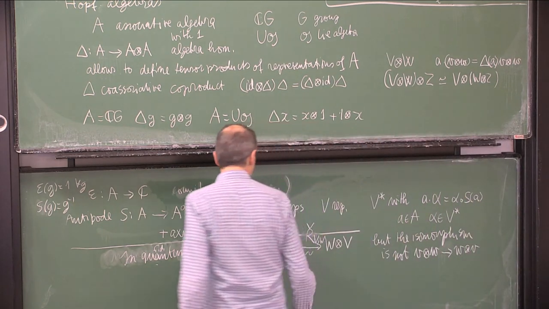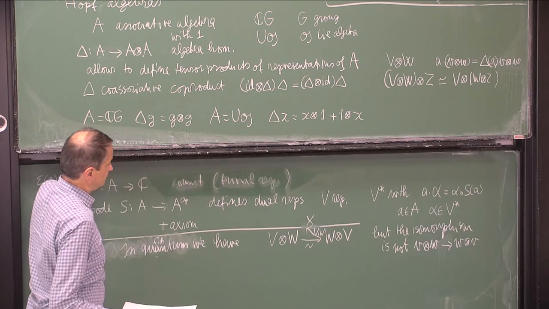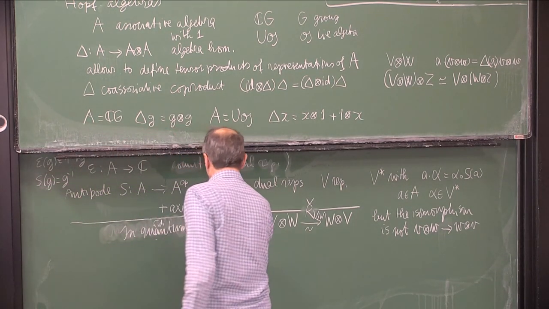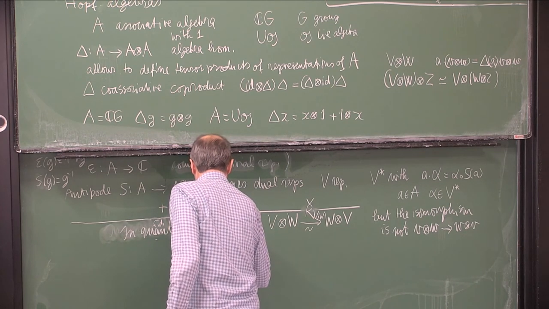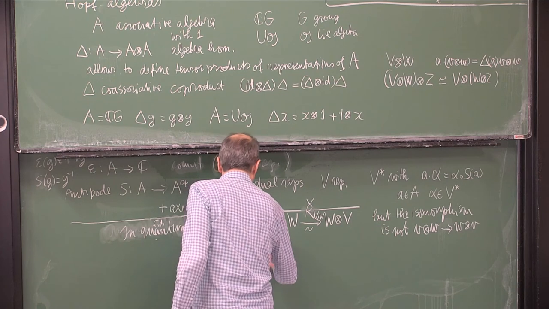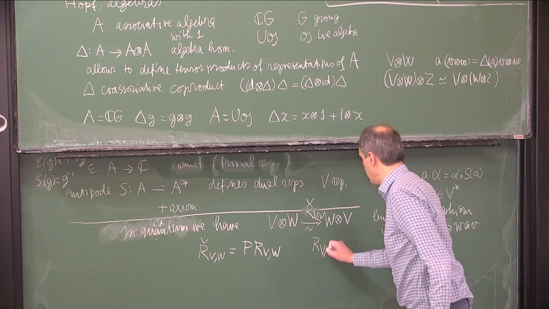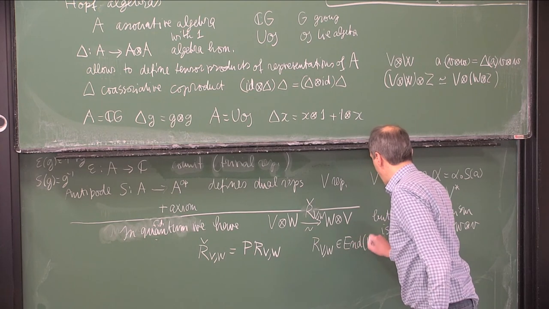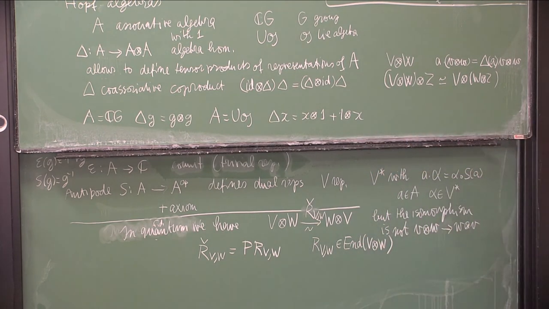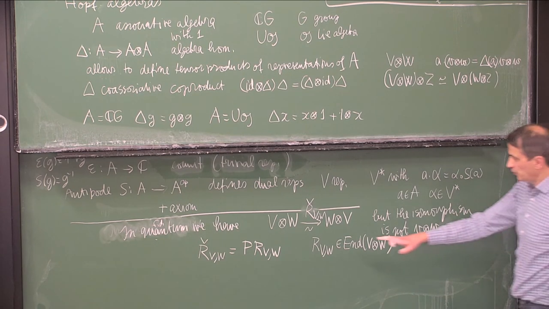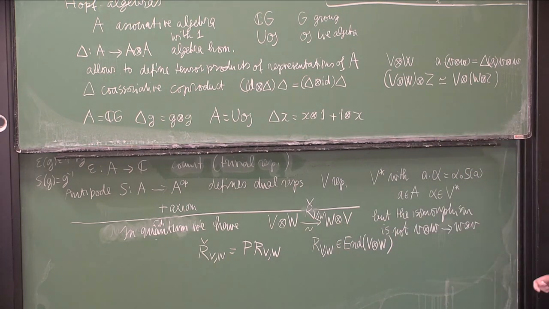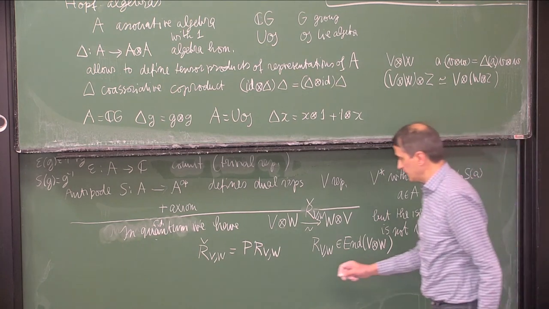and R_VW is equal to P composed with the braiding, where P is the transposition, and this R_VW is an endomorphism of V tensor W. So what is new is that you have a non-trivial isomorphism between one ordering of the tensor factors and the other one. This non-trivial isomorphism can be chosen to be consistent with three factors, and this implies the Yang-Baxter equation.